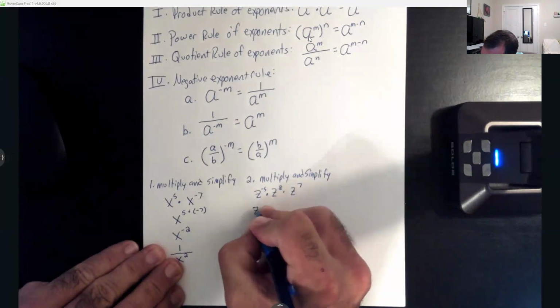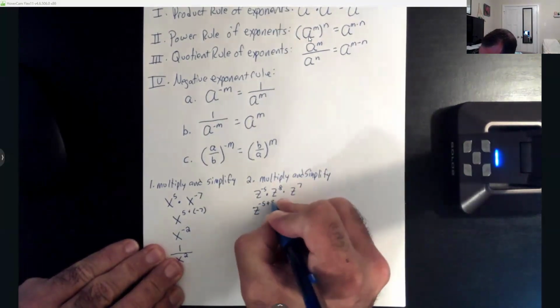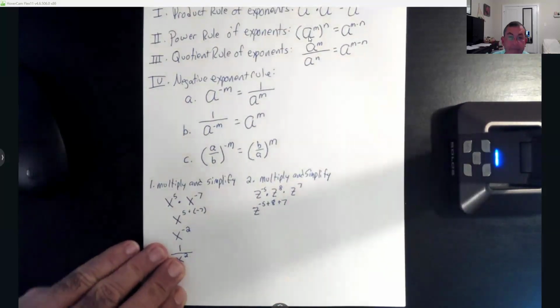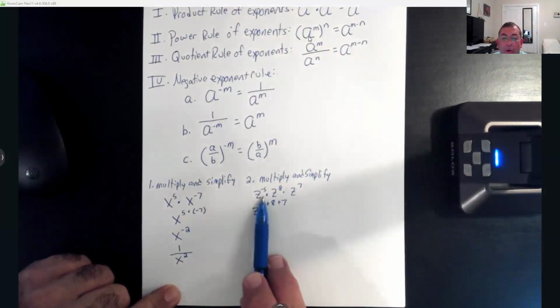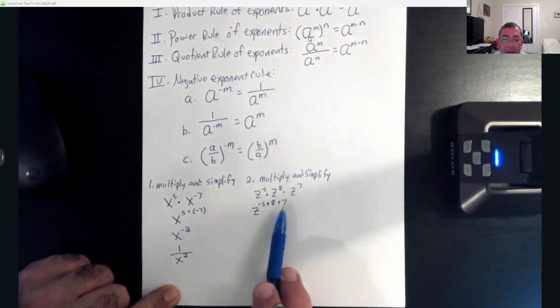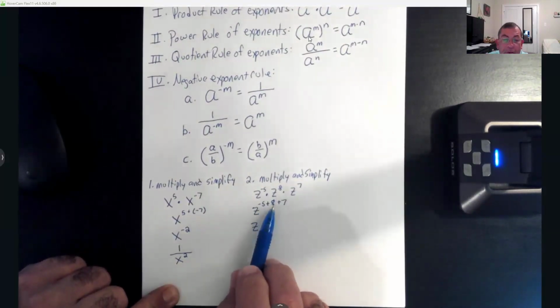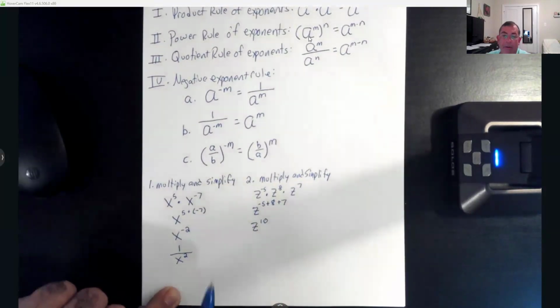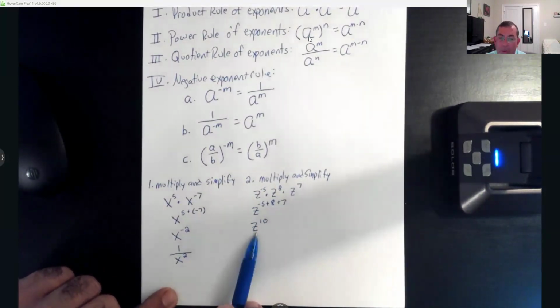So this will give me z to the negative 5 plus 8 plus 7. So three factors, then you got three numbers being added together. So we just add these numbers and get our final answer. So negative 5 plus 8 is 3. 3 plus 7 is 10. Now, this exponent's positive, so I don't have to do anything to that answer.